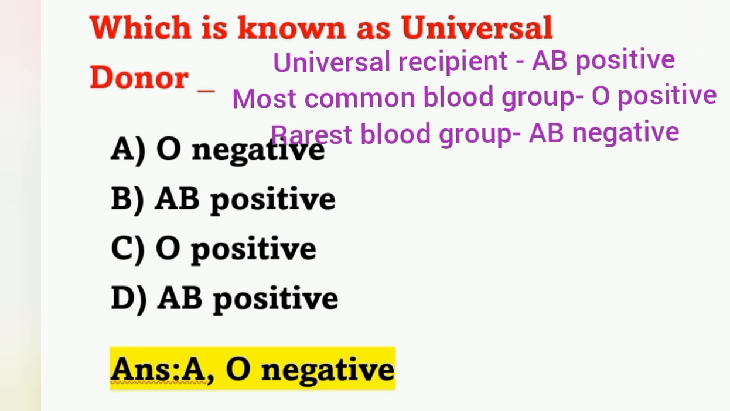Universal recipient is AB positive, and most common blood group is O positive. Okay, this is also a previous year question. Universal recipient is AB positive, most commonly seen blood group is O positive, and rarest blood group is AB negative.